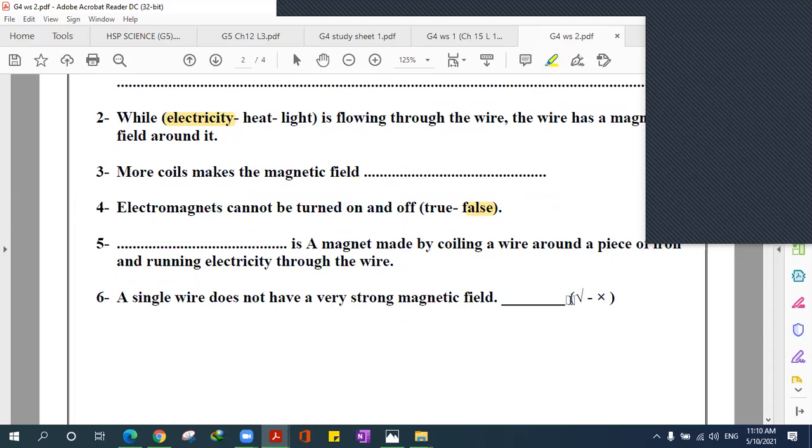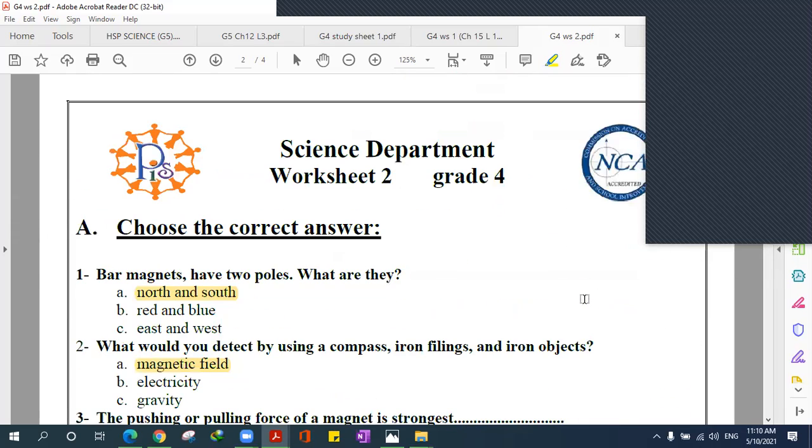A single wire does not have a very strong magnetic field. False. No, wait, it's actually true because a single wire will not be so strong. But if we have more coils of this wire, it will be stronger. Okay. So that was one mistake.